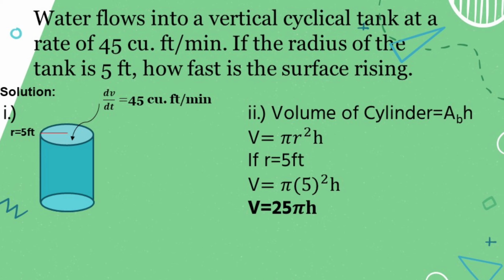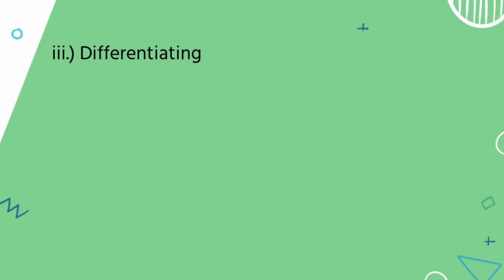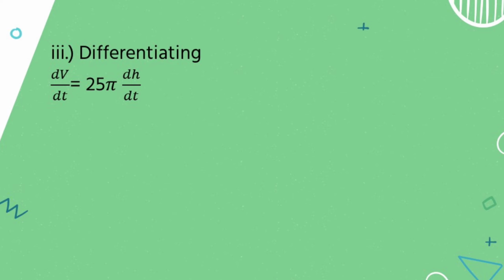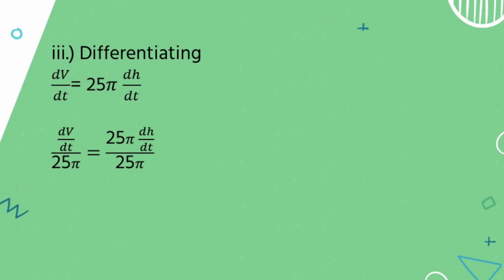Then let's proceed to the last step. Let's differentiate it. That's why we have the derivative of volume with respect to time equals 25 pi times the derivative of height with respect to time. Then let's divide both sides by 25 pi.